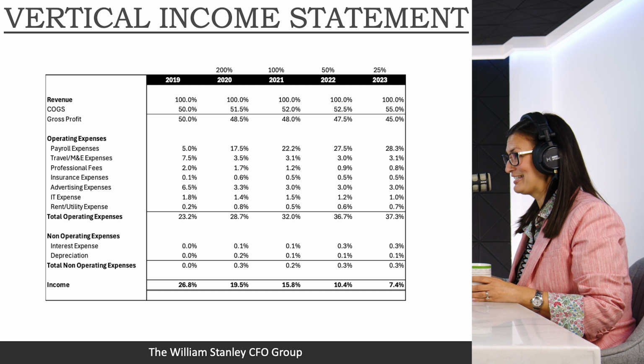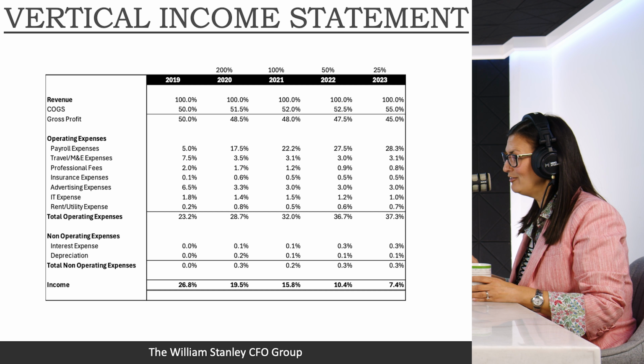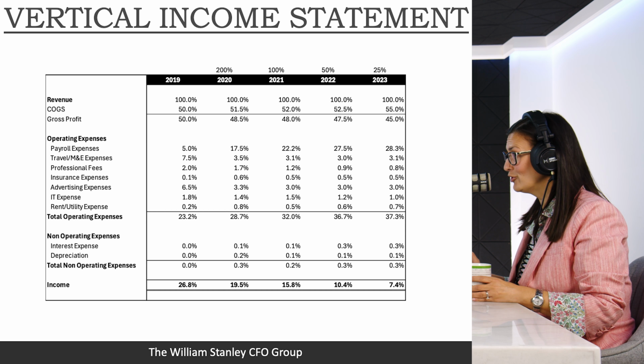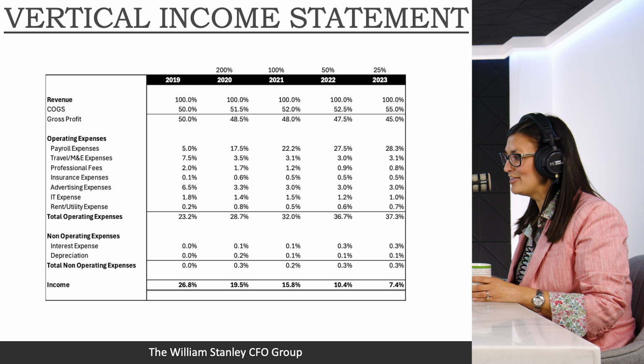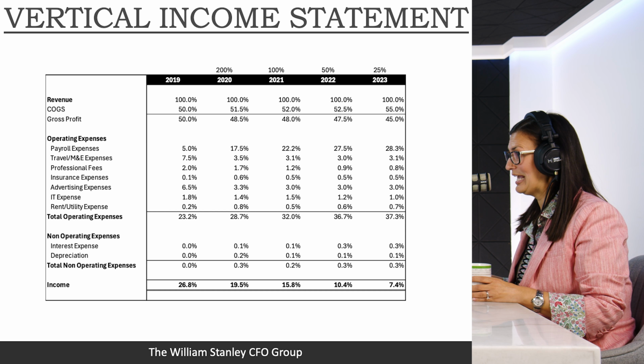And so now what we're looking at, we're no longer looking at the absolute value income statement. We're looking at the vertical income statement with the expenses expressed as a percentage of revenue. And this, I feel like, is telling us so much more. So in 2019, for every dollar of revenue that we generated, we kept 26.8 cents.